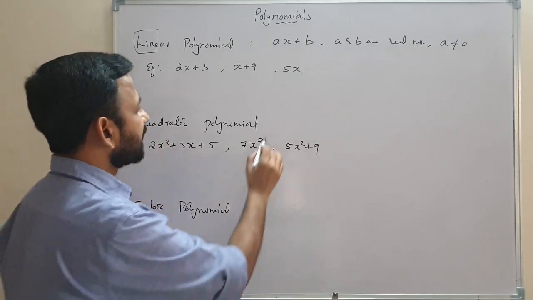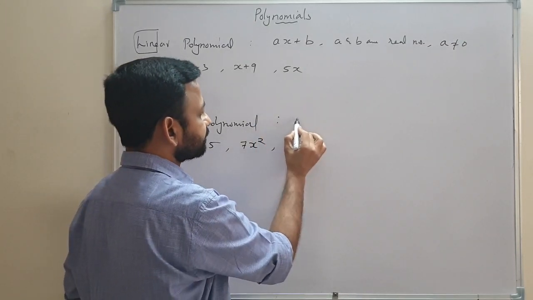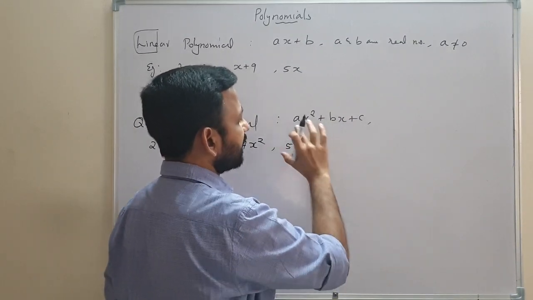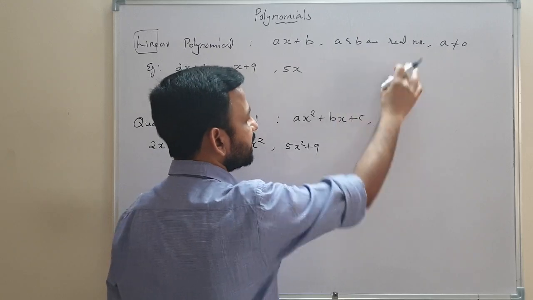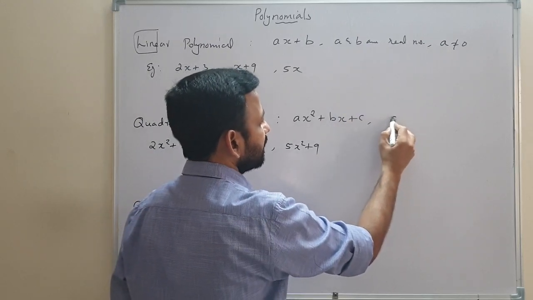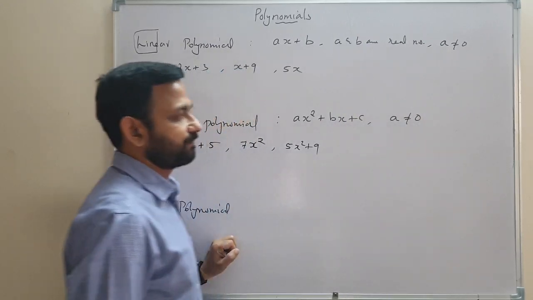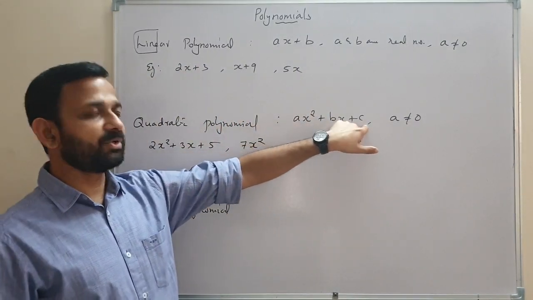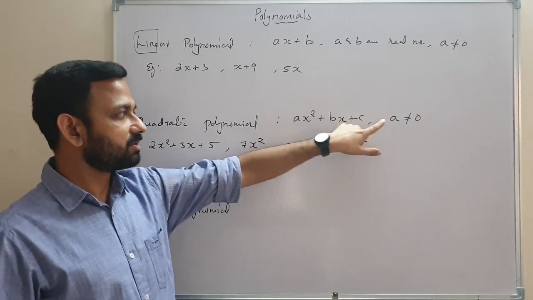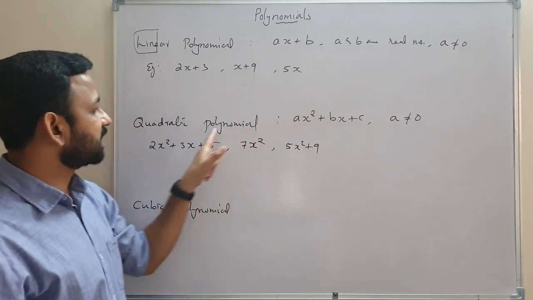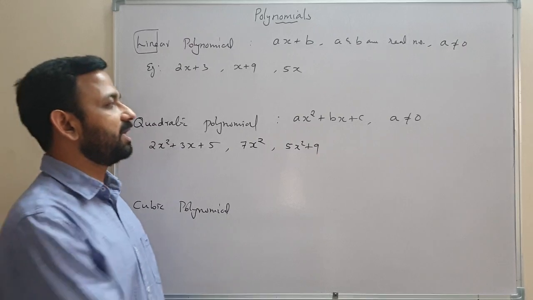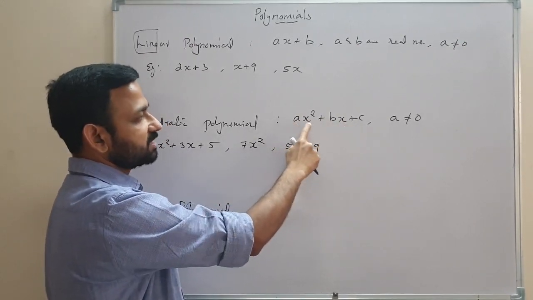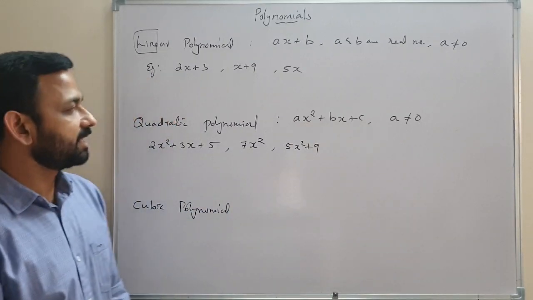And here the standard form of the quadratic polynomial is ax square plus bx plus c, where a, b, c are real numbers and a not equal to 0. If a equal to 0, then it will be a first degree polynomial, a linear polynomial. So a not equal to 0. This is the standard form of a quadratic polynomial.